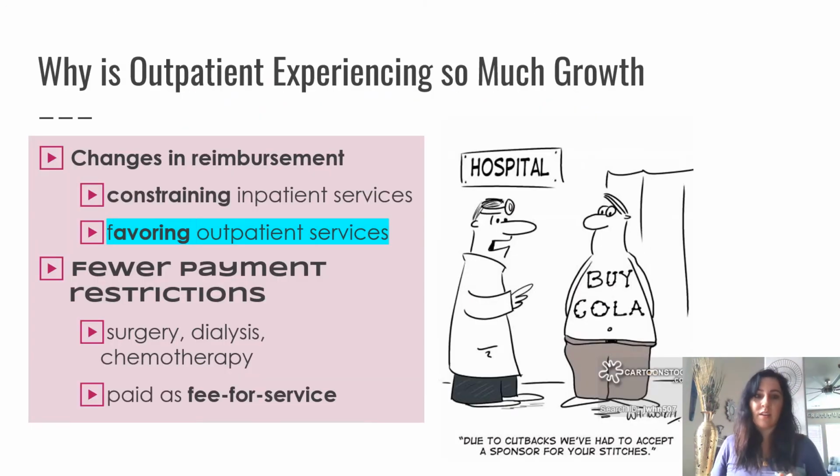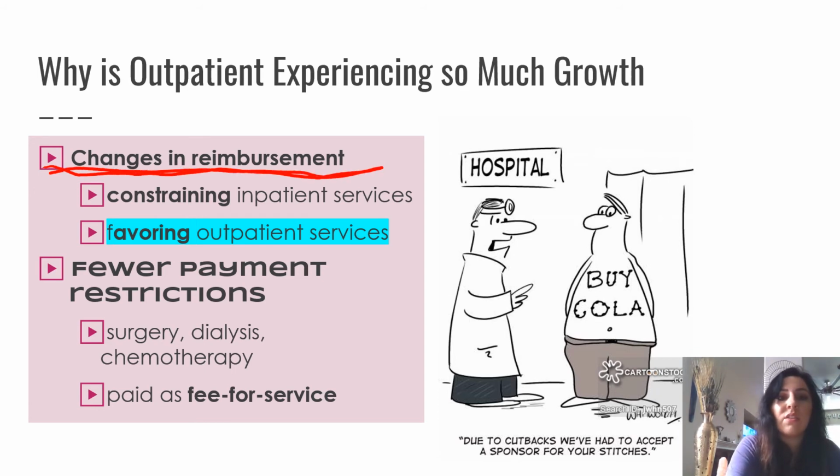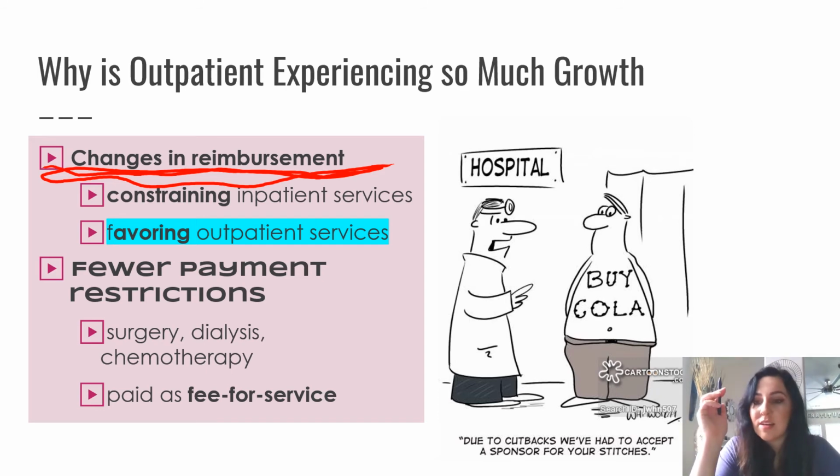Let's move forward. So, why is outpatient experiencing so much growth? And we went over this so many times throughout this lecture, right? So changes in reimbursement. That is probably the biggest reason why we started to focus on outpatient services, okay? So we started to restrain our inpatient services, and we started to grow our outpatient services because of this change in reimbursement, basically so we can make some money, okay? Yeah, that's the main reason there.